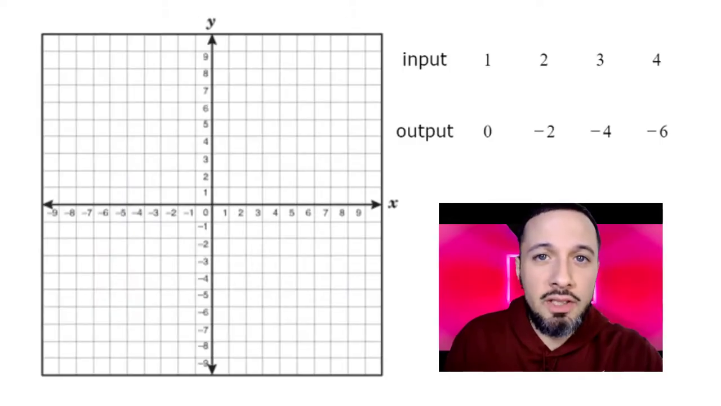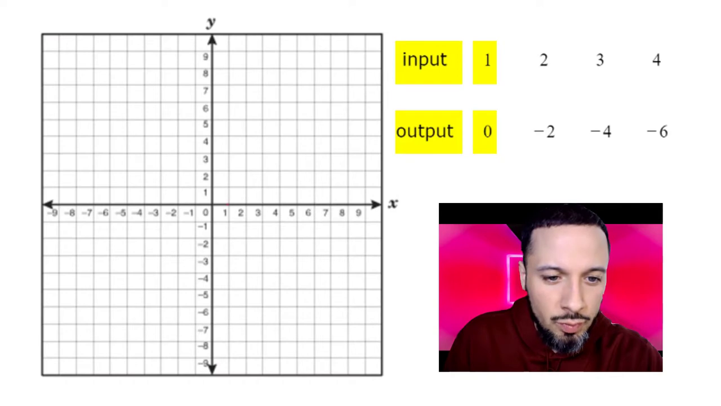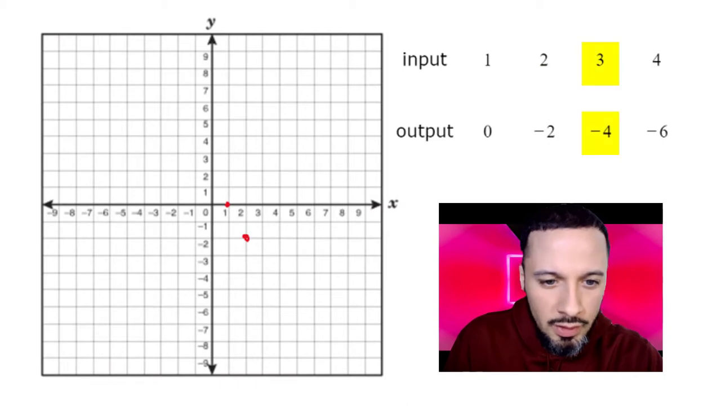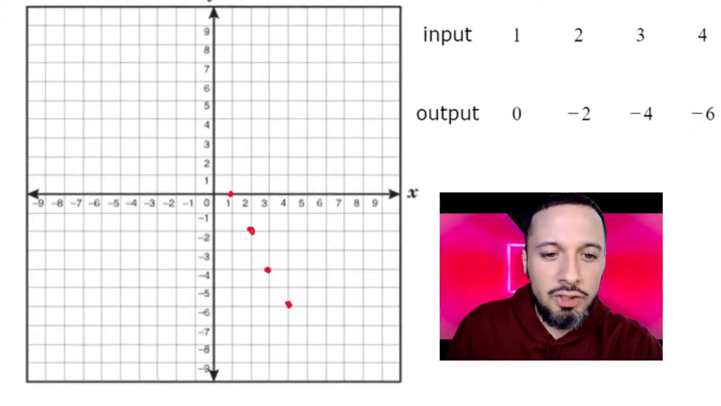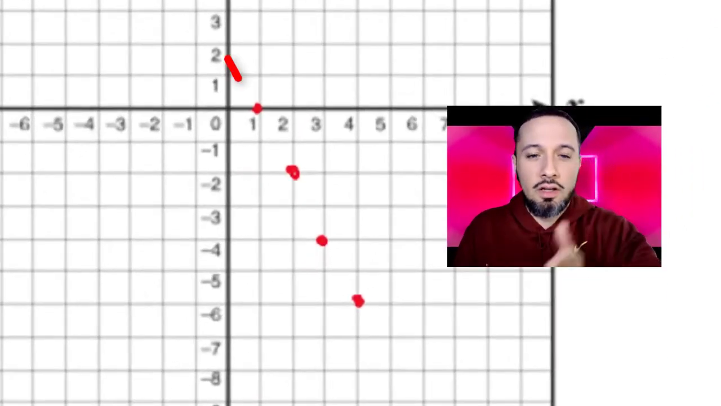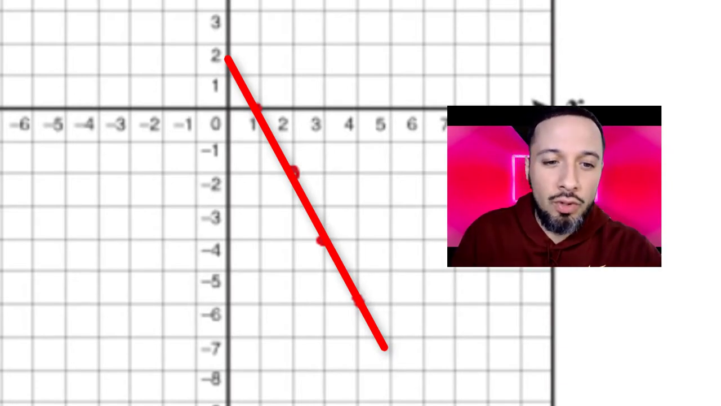If you were to take the inputs and the outputs and put them onto the graph, you would get something like this. When the input is 1, the output is 0. When the input is 2, the output is -2. When the input is 3, the output is -4. And when the input is 4, the output is -6. You can see here that all these points are in a perfect row. That's what we mean by linear. A linear function is a straight line. I could draw a line through all 4 points.